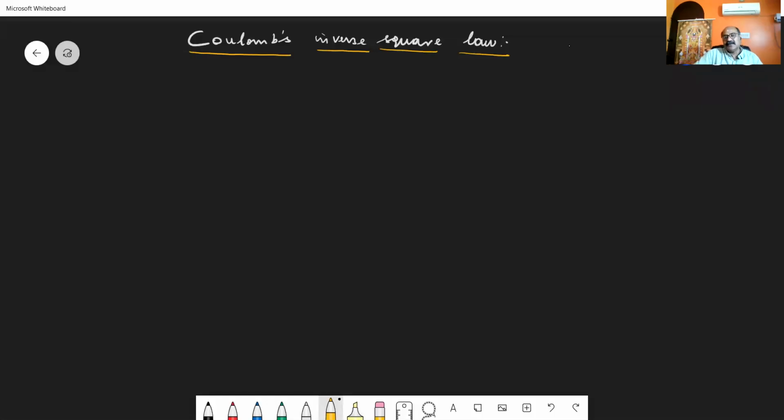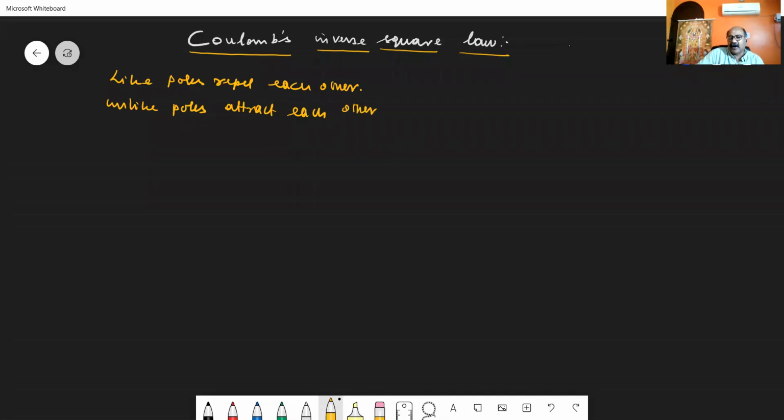So what do you mean by this Coulomb's inverse square law? As we know, like poles repel each other. Similarly, when you are considering the opposite poles, unlike poles, they attract each other. So like poles repel each other and unlike poles attract each other.